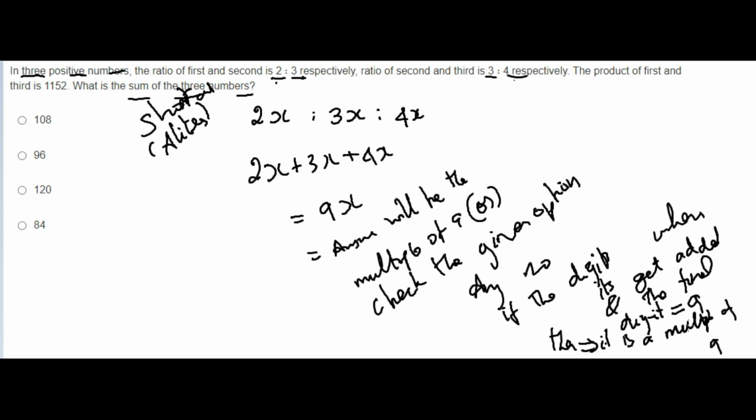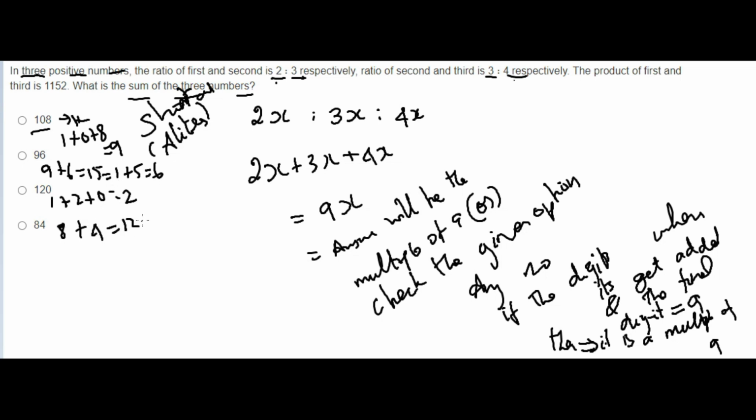Listen here. Take 108. What is 108? 1 plus 0 plus 8 is equal to 9. So definitely this could be the answer. Wait, for 96: 9 plus 6 equal to 15, 1 plus 5 equal to 6. Not possible. Then 120: 1 plus 2 plus 0 is equal to 3. It is not 9. 84: 8 plus 4 is equal to 12, that is 1 plus 2, equal to 3.